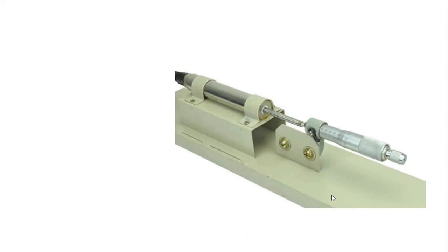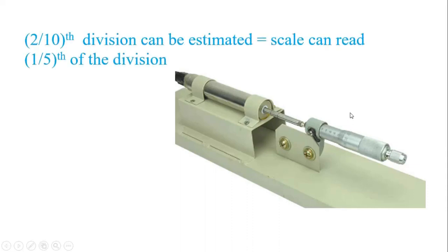Now see, what is the LVDT? This is the LVDT, and this is the scale on the LVDT. Now what is mentioned in the problem? I will just read the scale. Now what is mentioned in the problem? 2/10 of the division can be estimated.